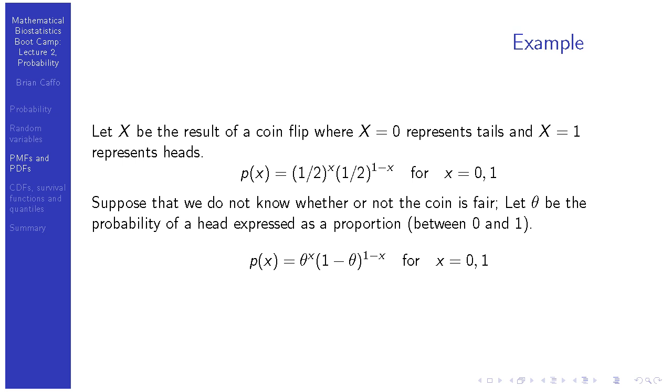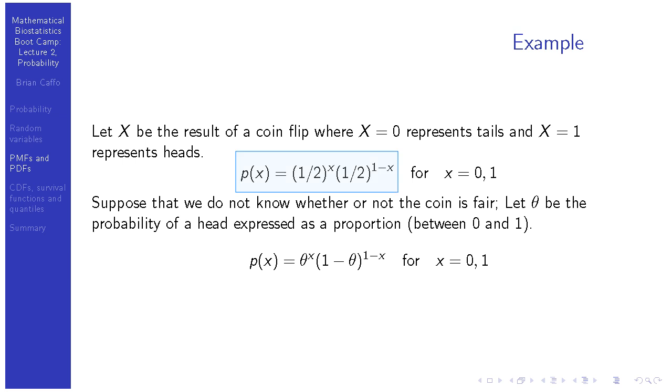Let's go over an example of constructing a probability mass function. Let's take the simplest possible example, a coin flip. So let's let x be the result of a coin flip where 0 represents tails and 1 represents a head. So we want the function, and let's assume that the coin is fair. So we want a function that maps 0 to 1/2 and 1 to 1/2. And there's infinitely many ways you could write down that function. Well, we're going to pick one.